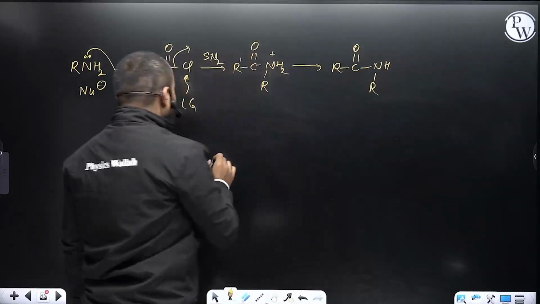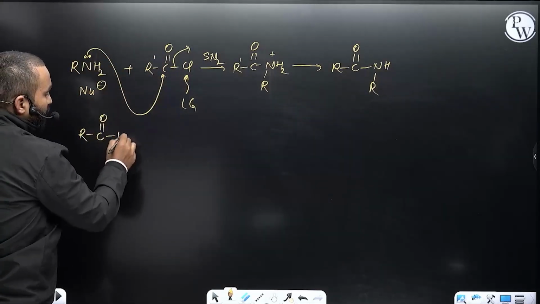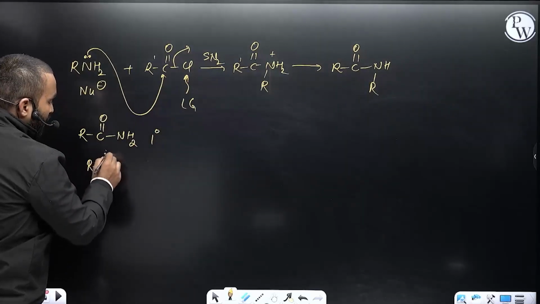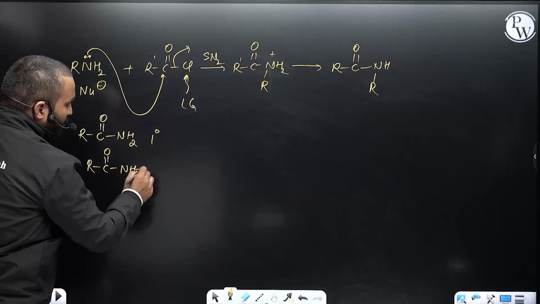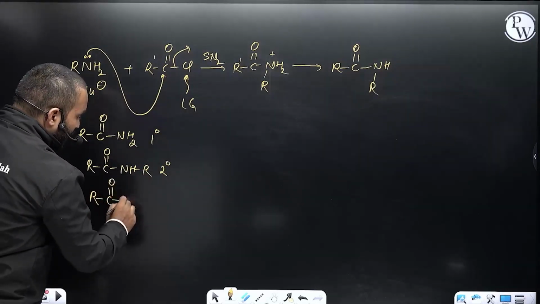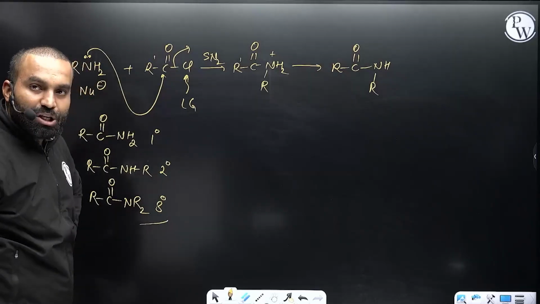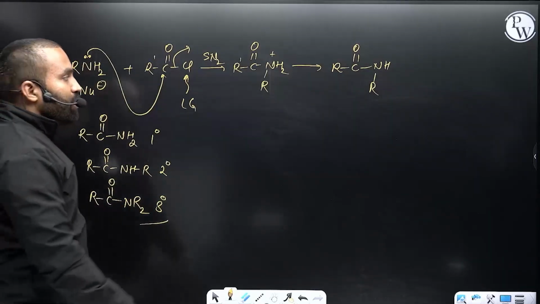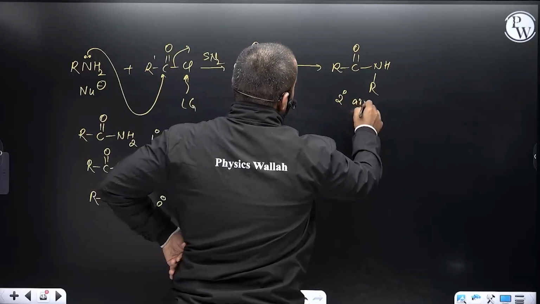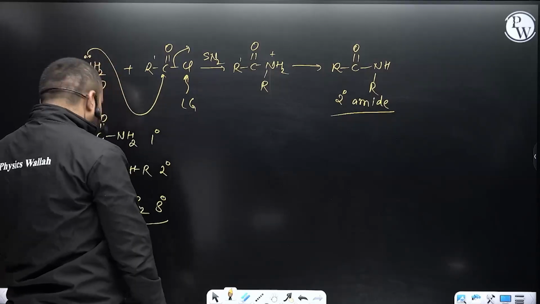So this is my primary amide. R, C double bond O, NH2 is known as primary amide. R, C double bond O, NH with one R group is known as secondary amide. R, C double bond O with two R groups present is known as tertiary amide. Remember, tertiary amide. This classification also should be clear. So what did we obtain from this whole reaction? Secondary amide, not amine. Amide. Secondary amide is obtained.